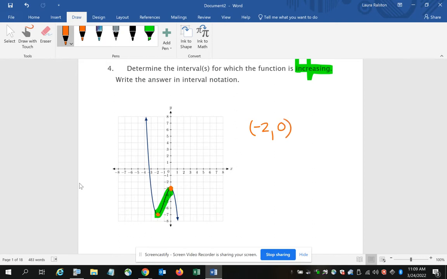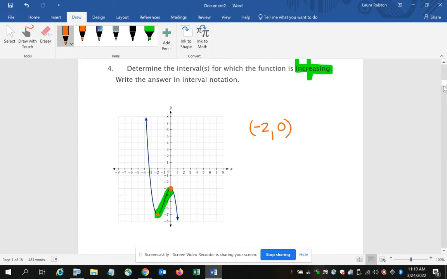Notice that I am not including the endpoints. You do not include the endpoints when you are thinking about increasing and decreasing, because technically at that one particular instance, it's actually not moving. It's not increasing, nor is it decreasing.